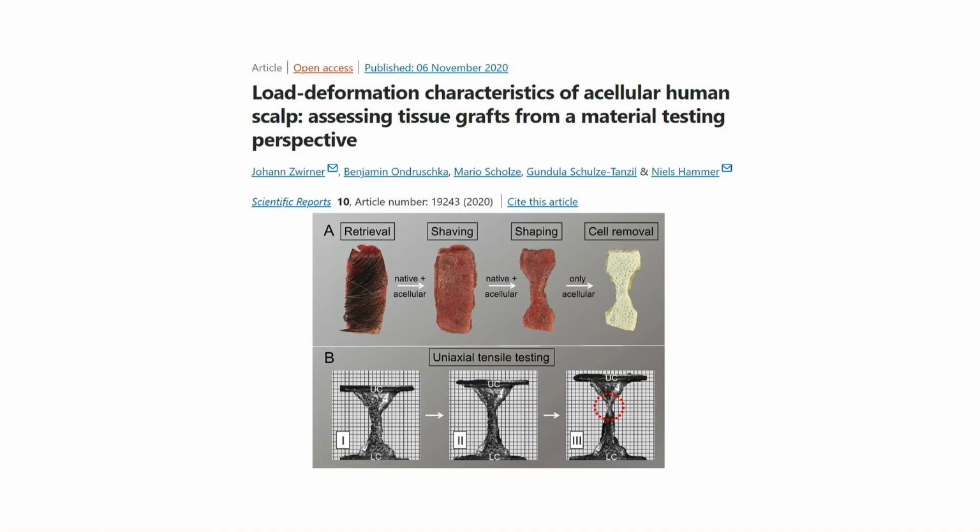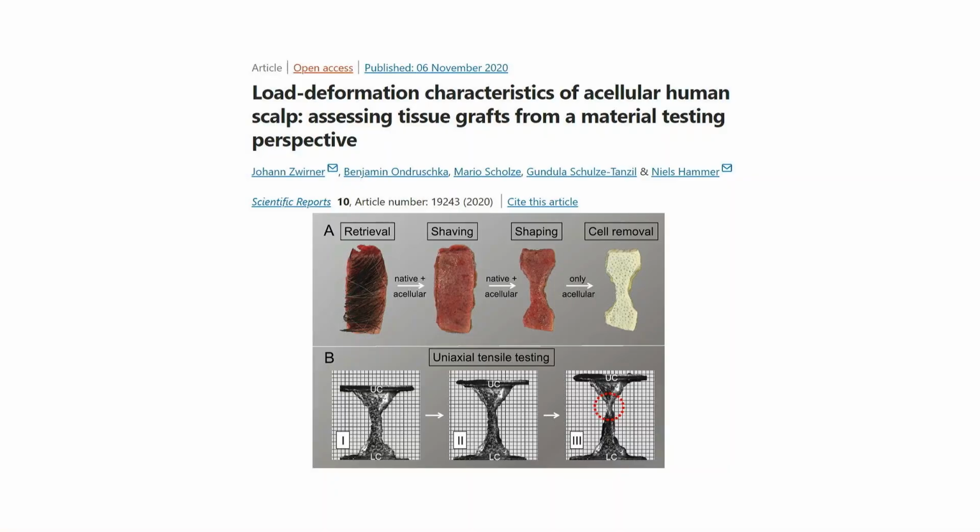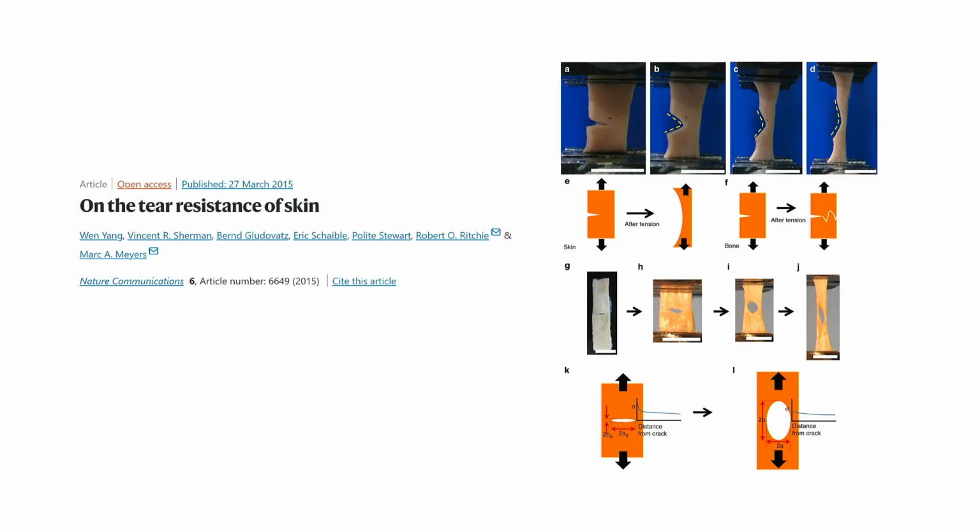So this is an example where soft tissue testing was conducted with cadaveric tissues, right? Where all the clinical testing norms are followed. So you are welcome to read this article or very similar articles to read about the clinical testing norms with cadaveric tissues. This is another example which is from this paper on the tear resistance of skin.